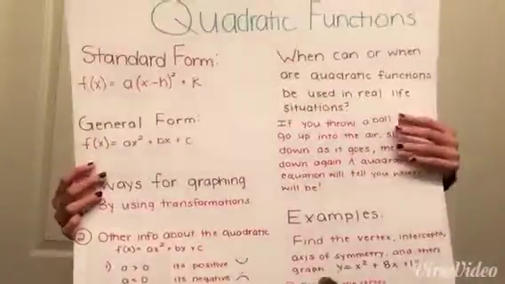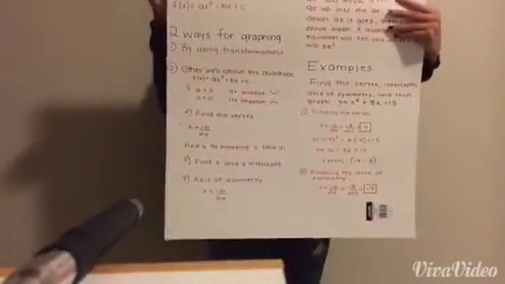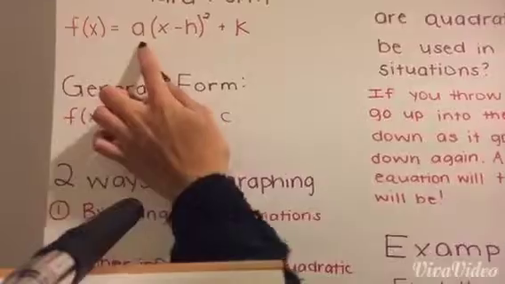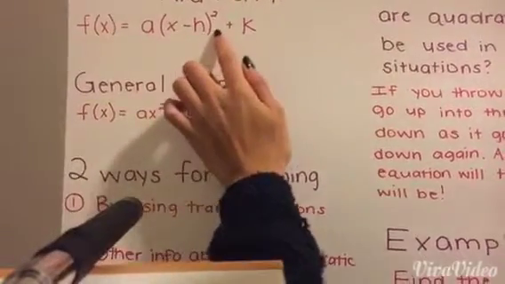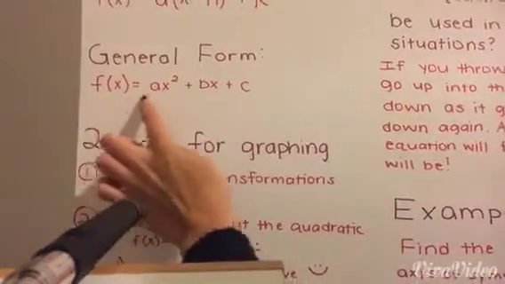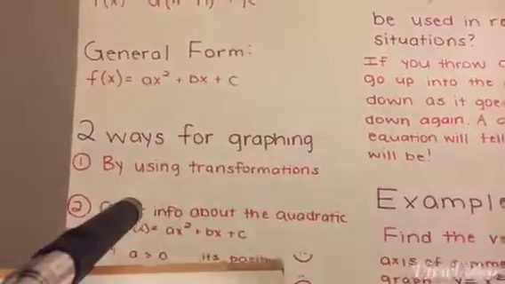Everyone, today I'll be talking about quadratic functions. I'll start off by talking about standard form and general form. Standard form is f(x) = a(x - h)^2 + k. And the general form is f(x) = ax^2 + bx + c.